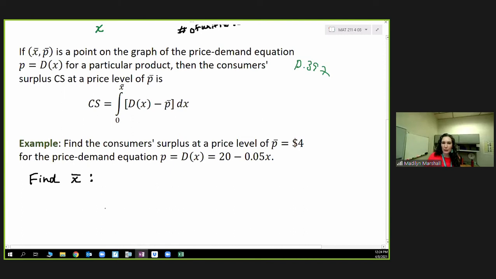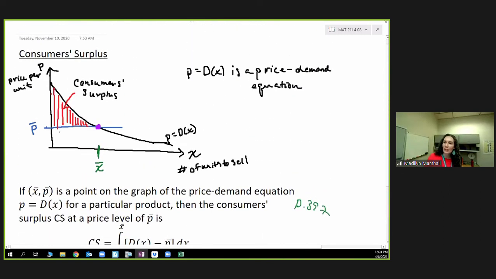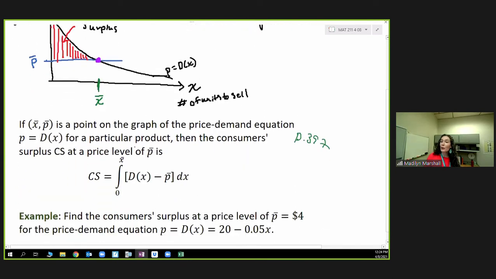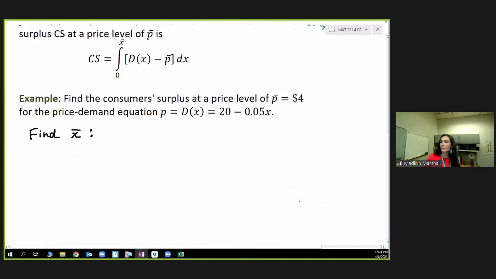I'm just going to scroll out for one moment so we can see our graph again. So X bar, P bar is always a point on our price demand equation because it's where that P bar intersects the price demand equation. So if we know P bar, how can we find X bar?